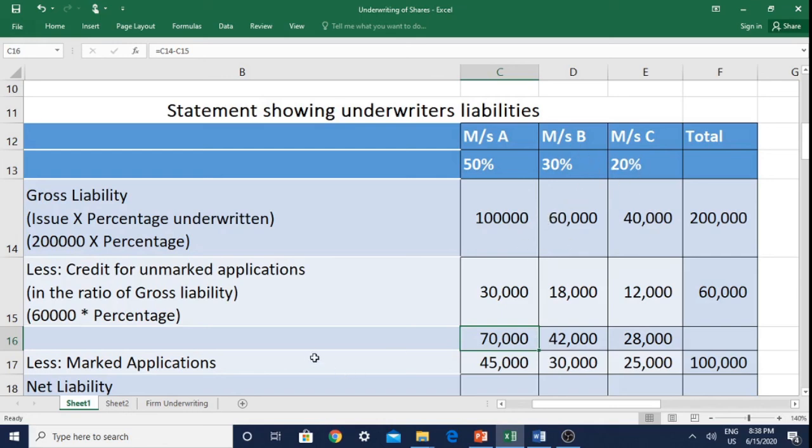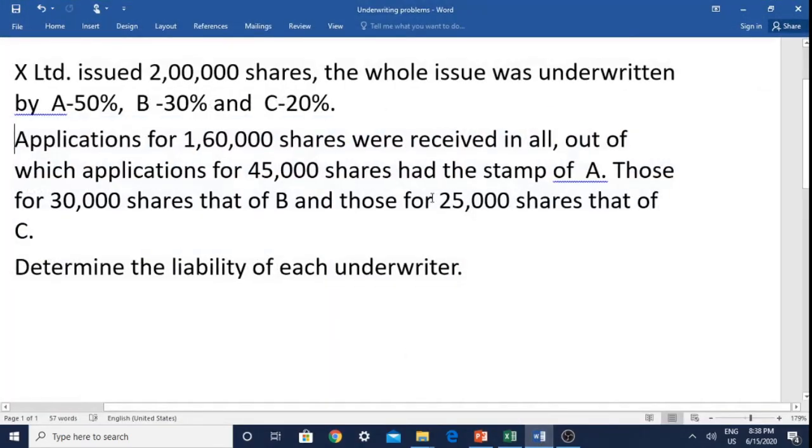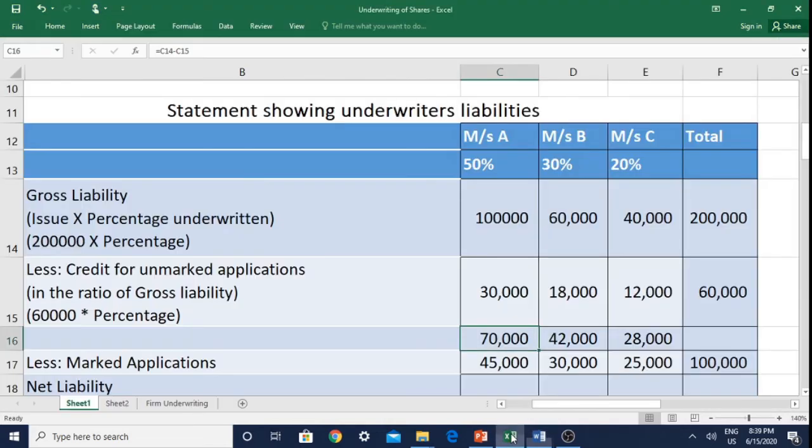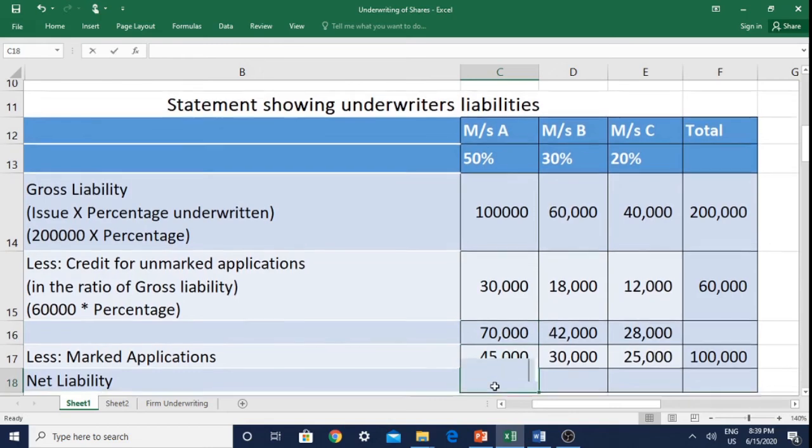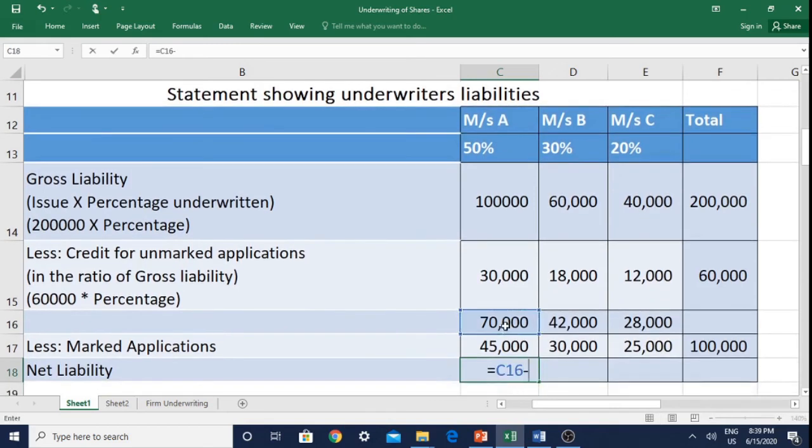Now next thing is, all the applications will have to be deducted, marked also. Marked is given in the problem as it is. How they have given, we have to take it. That is, marked is 45,000, 30,000 and 25,000. So I have taken it here. We do not have to allocate it in a ratio, but take it as it is. 45,000, 30,000 and 25,000, and the total is 1 lakh. Now you will be able to determine the liability of each underwriter, which is equal to this 70,000 minus the 45,000. So that gives you 25,000.